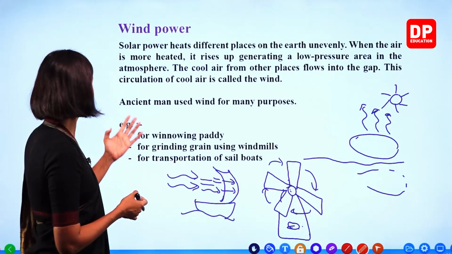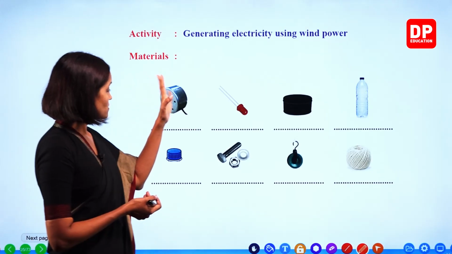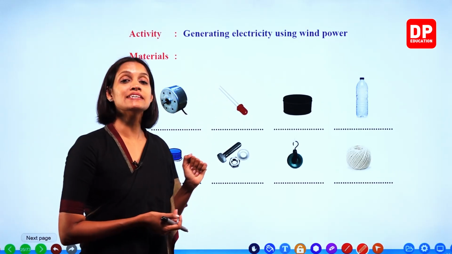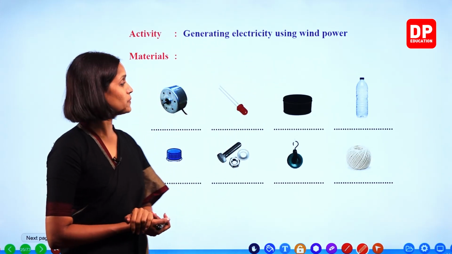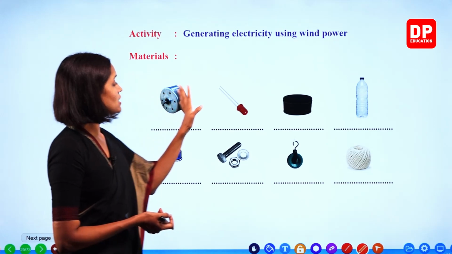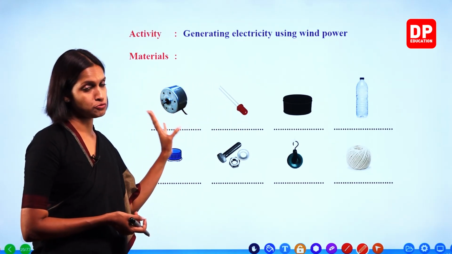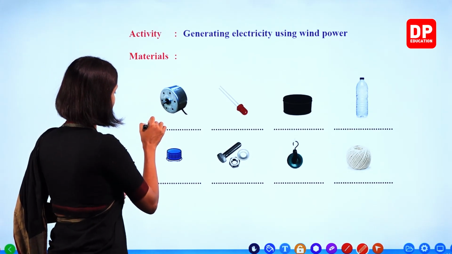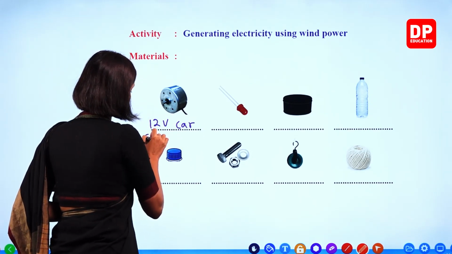Okay, children? Right. So here we have to do this activity to see how wind can generate electricity. Generate electricity using wind power. Okay? So what do we need to do this activity? We need a car cassette motor of 12 volts. Okay? We will write 12 volt car cassette motor.